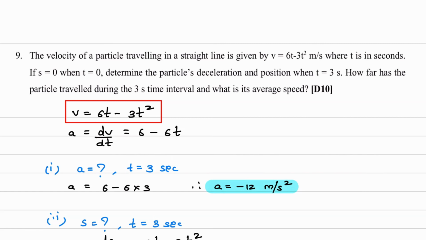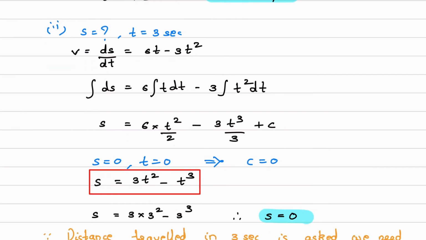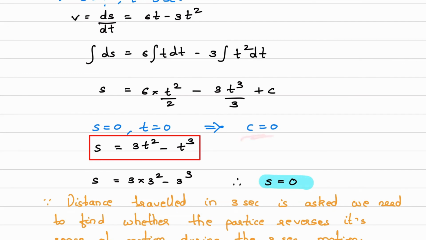What is the second part of the question? Again, at the same time equal to 3 seconds, we have to calculate the position. How to get position and time from this equation? V is ds by dt. So from here we integrated this, we got the value of c, and we got the final equation of s and t. We just substitute the value of time, 3 seconds. From there we got s is 0.